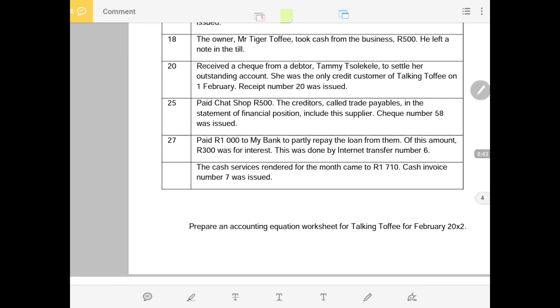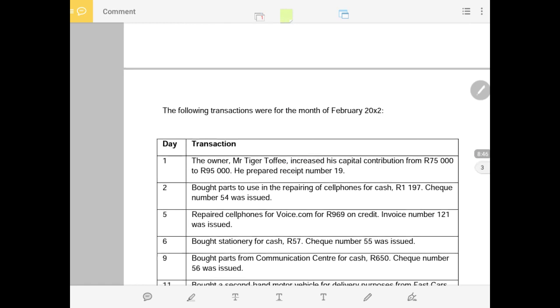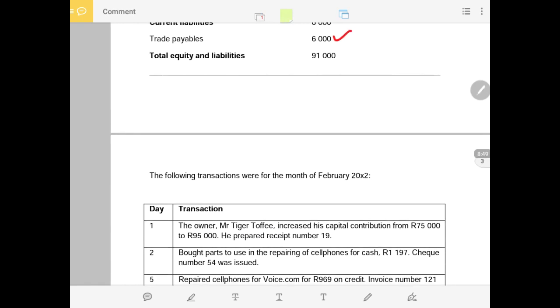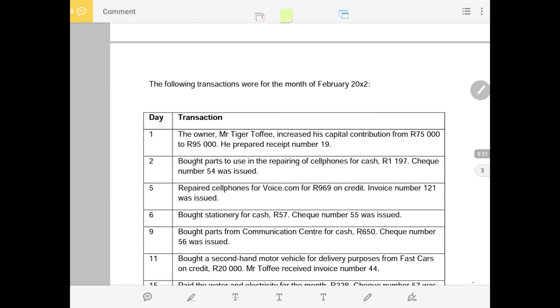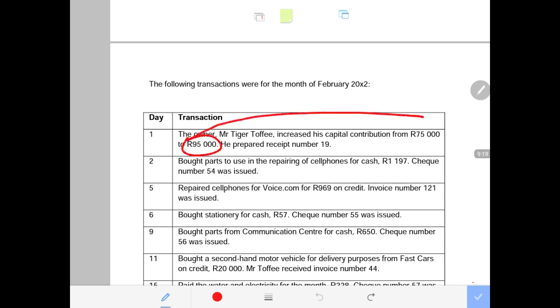Therefore now let me go and look for the first transaction. It says the following transactions were for the month of February. It's only the month of February. Then it says the owner, Mr. Tiger Toffee, increased his capital contribution from 75,000 to 95,000 by how much? That's the question. So now 75 to 95, meaning it will be a 20,000 contribution that he made. It increased to 95 from 75 by 20,000.